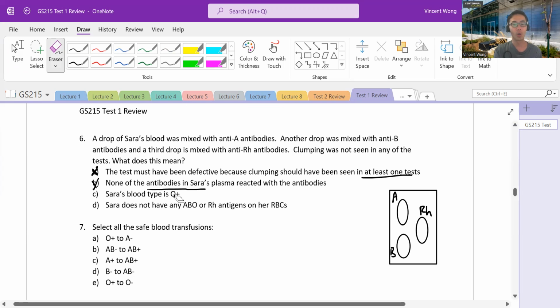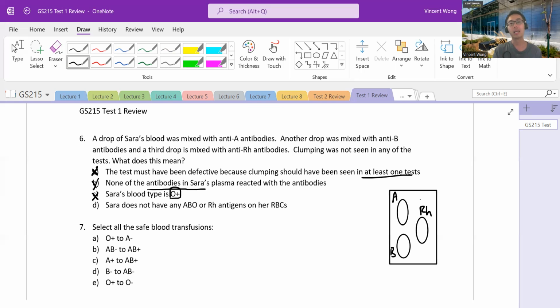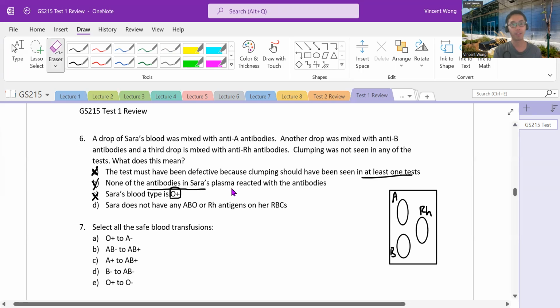Sarah's blood type is O positive. This is the most popular choice, but that is not correct either, because if she was O positive, you would have seen clumping in the RH, right? No clumping was observed in the RH. That means she does not have the RH antigen on her red blood cell, so she must be negative. In fact, she must be O negative. If you think about it, no A, no B means O, and no reaction with RH means negative. So she is O negative.